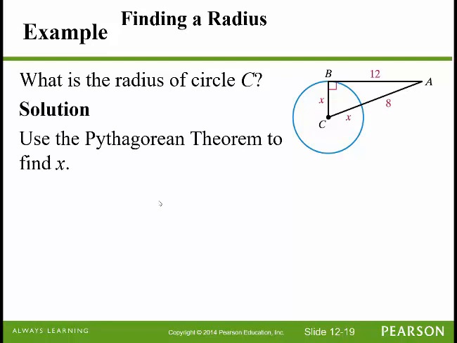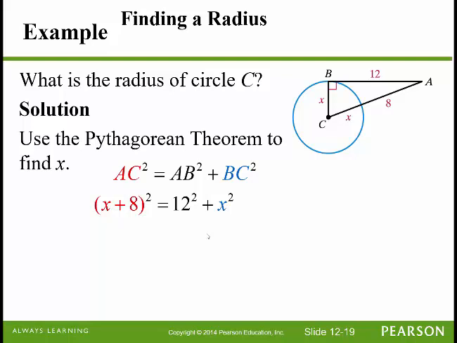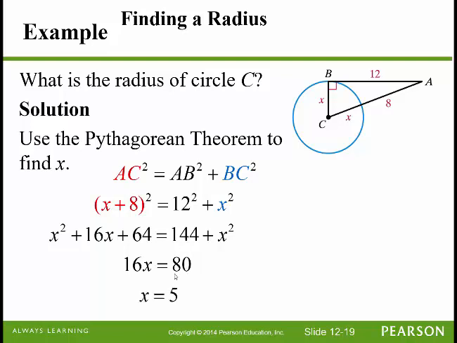So we're going to use the Pythagorean theorem that we've learned. We have AC squared is equal to AB squared plus BC squared. Plugging in, remember how I said the radius was x plus 8, so we have to square that. Square this out, you get this. Then you subtract the x squareds over, they cancel. 64 over here gets 80. Divide by 16 on both sides, and the radius of this circle is just 5.